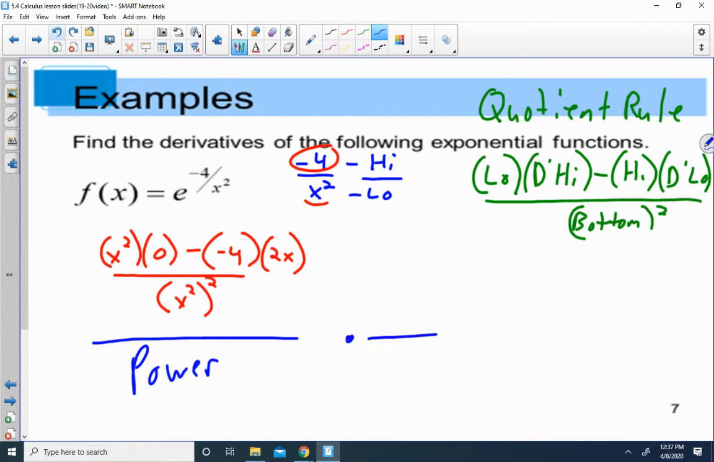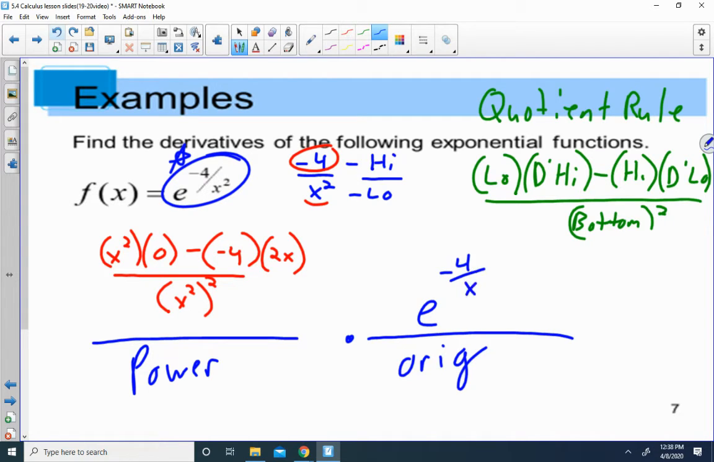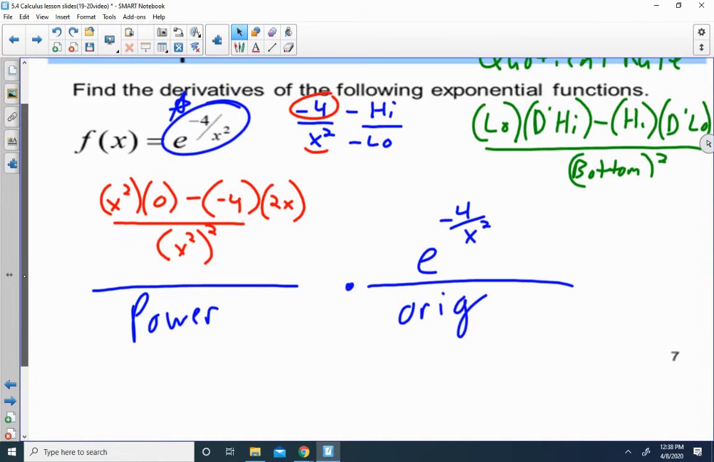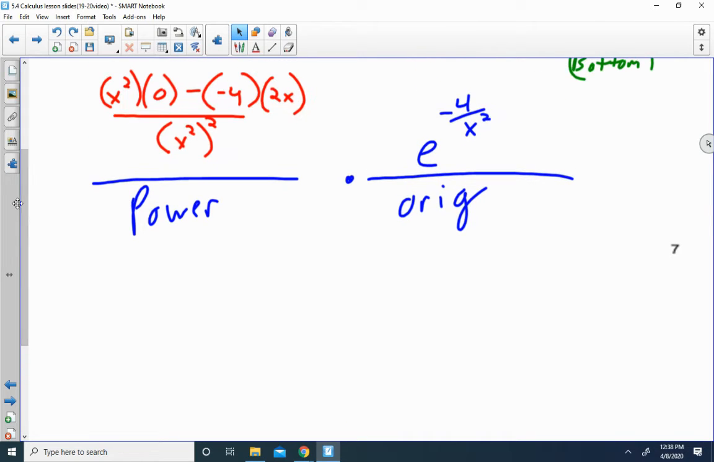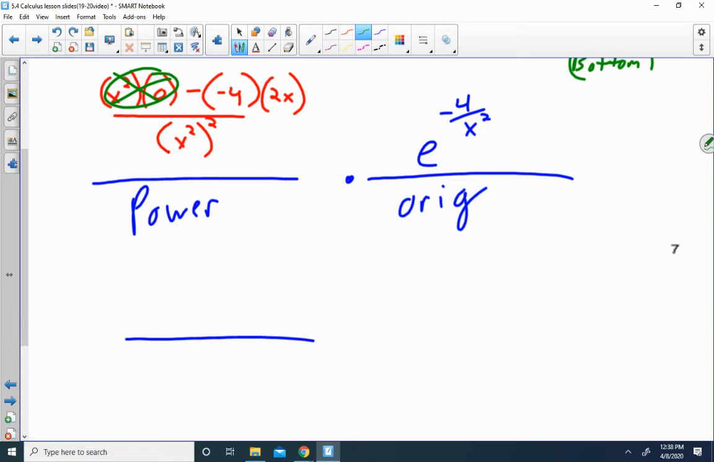Then we multiply that by the original function, where the original function is all this, so e to the power of negative 4 over x squared. So let's simplify that and go from there. First, over here, when we simplify the power part, x squared times 0 is just going to be 0. Don't need that.